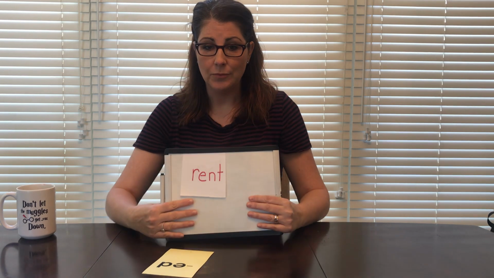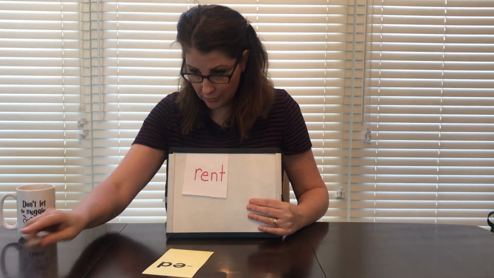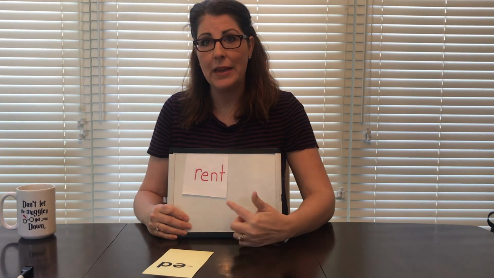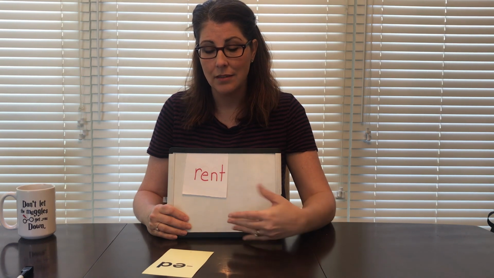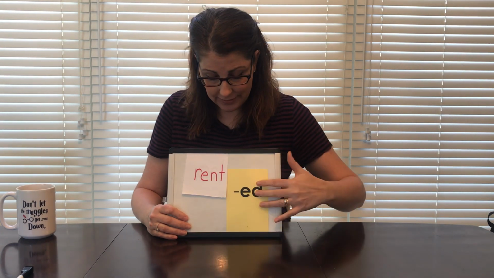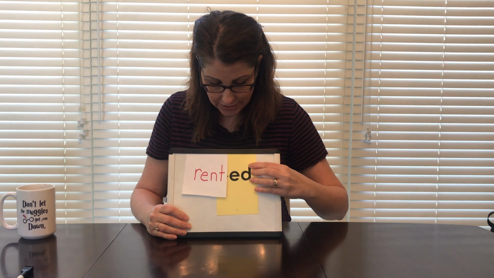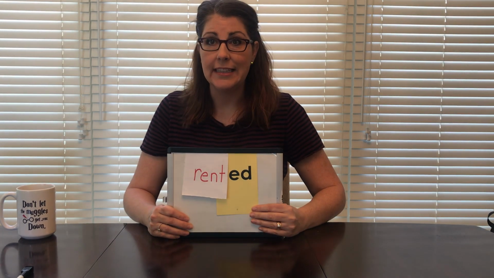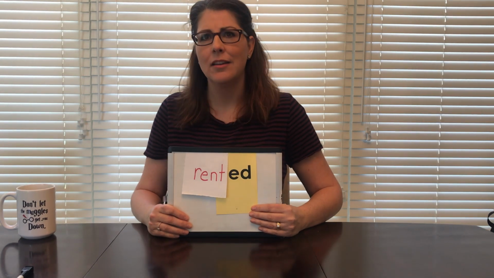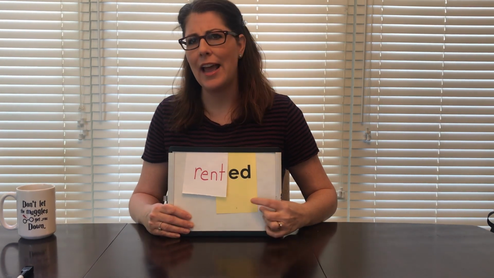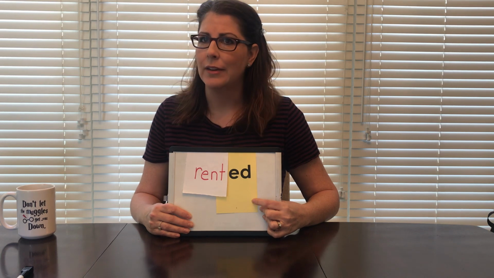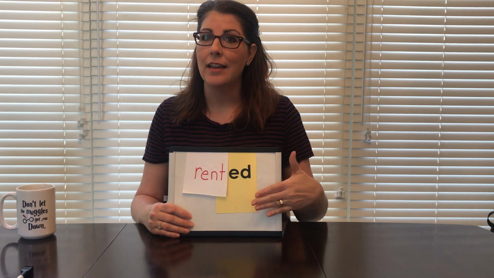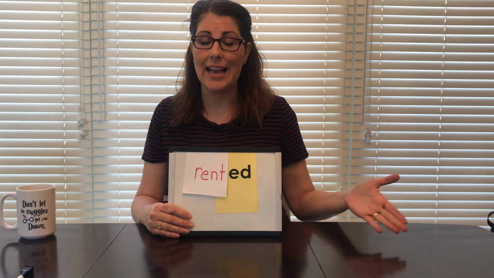You heard the sound id. So we want to look at these words. So we have the word rent. That's our base word, rent. But when I add suffix ed to it, now I have the word rented. When did this happen? What happens to the word rent when I add the suffix ed? It makes it past tense.